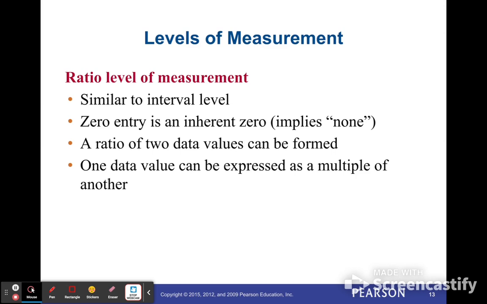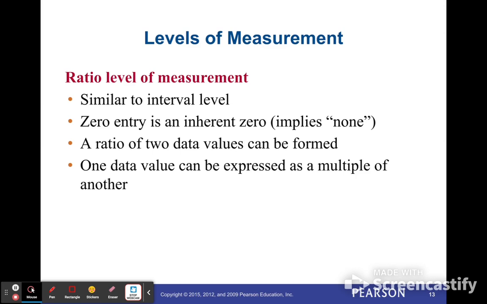So here when you say 0, it means what? 0. Like, for example, height. If your height is 0, do you have height? No, you don't have height, right? So when you say 0 and there's no height, it means I can make multiple comparisons.